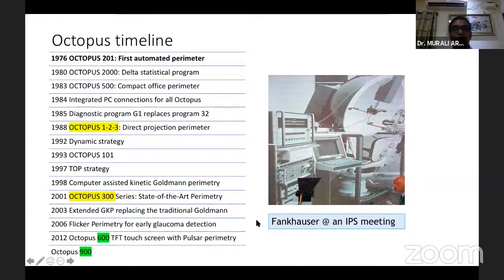Various individuals have contributed to the timeline of Octopus and its software. You can see Frank Hauser, who has actually contributed a lot towards the Octopus perimeters. He's talking at an IPS meeting about 2-3 decades ago. You can look at the computer he is using, look at the perimeter, and look at the OHP screen he is using to project. Things have come a long way since the evolution of the first perimeter.